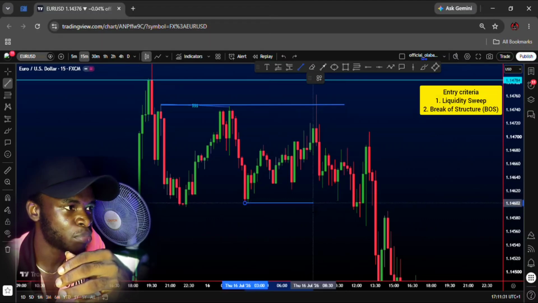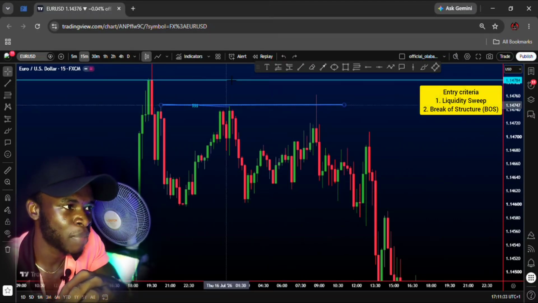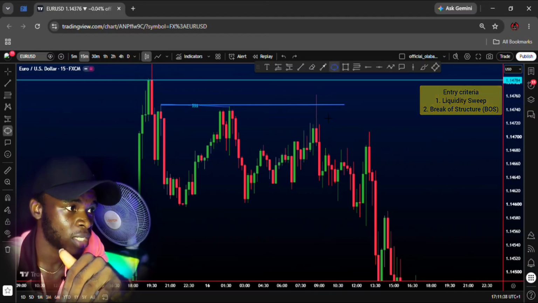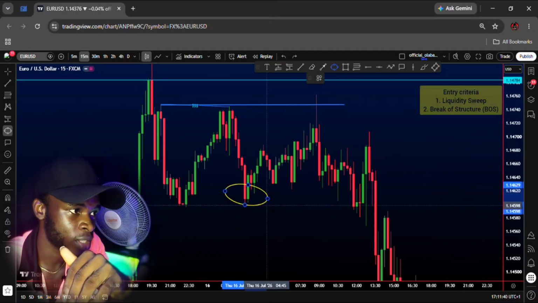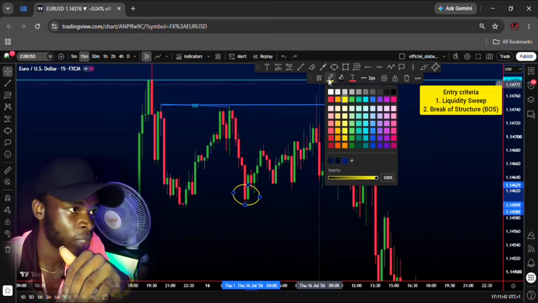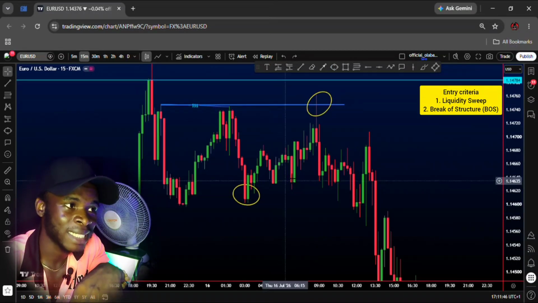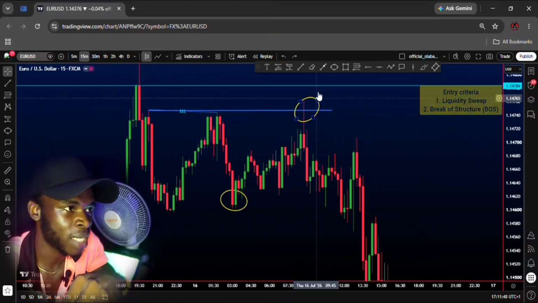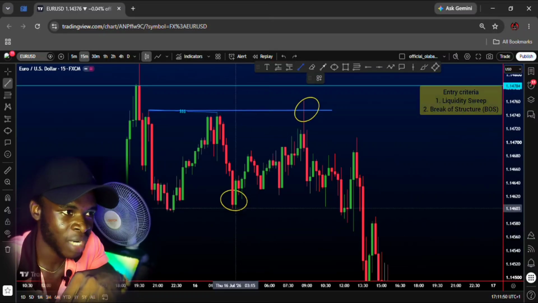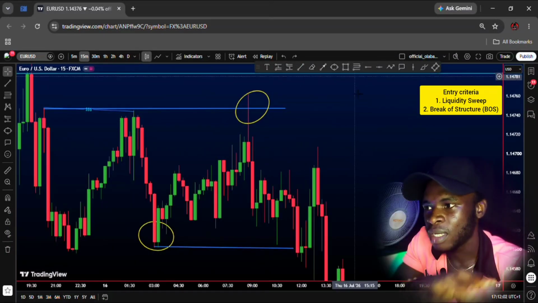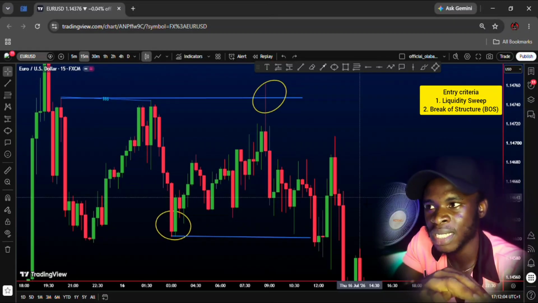We want to see price break the particular low that created this high, which is the swing. This is the swing. This is one swing here, and this is another swing. The particular low that created that high, we want to see price take it out. If price does not take it out, it is risky.